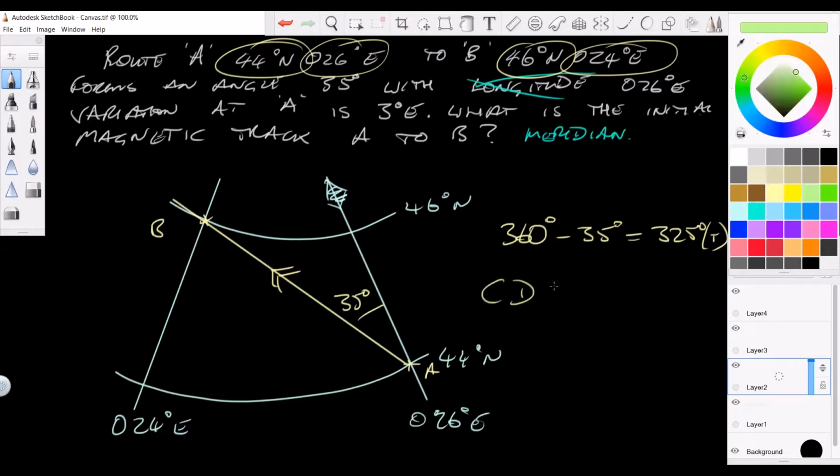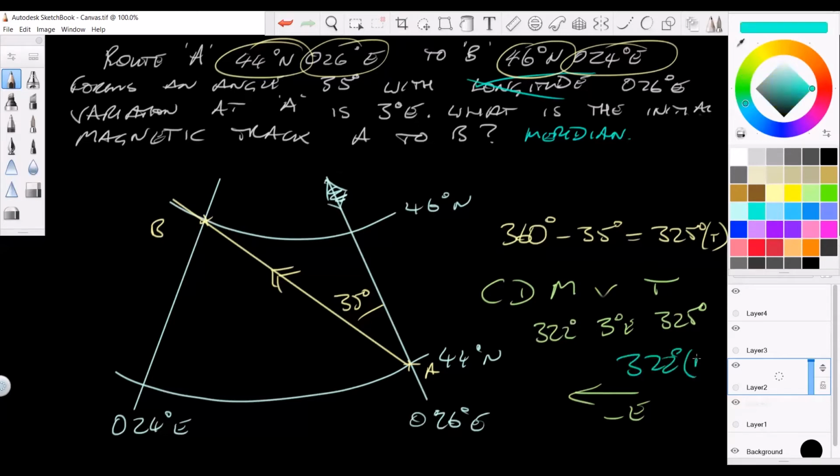So I'll use the usual Cadbury's Dairy Milk, very tasty. Going this way, we subtract east. So this is, sorry, 3 degrees east, wasn't it? My apologies. Better get the numbers right. 3 degrees east. So the answer is 322 degrees. And yeah, the answer to the question is 322 degrees magnetic.